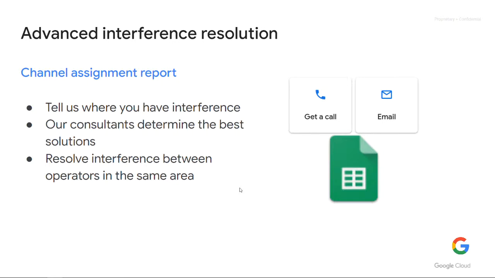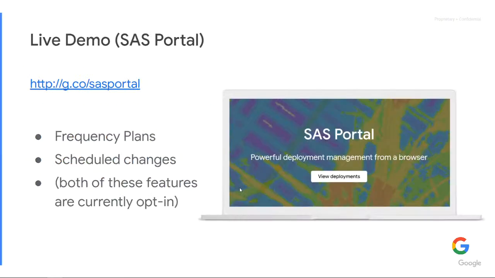So circling back to our new features, let's do a live demo. The URL for the SAS Portal, if you don't know it already, is g.co/SASPortal. You can go and click on that right now and log in if you've never done so. Very powerful way to manage your network. We're going to go through the frequency plans and the schedule changes. And remember that you have to opt in. If you're logging into your SAS Portal, you're not going to see these features. You have to go to that URL, fill out the form, and be onboarded to the beta section for these tools.